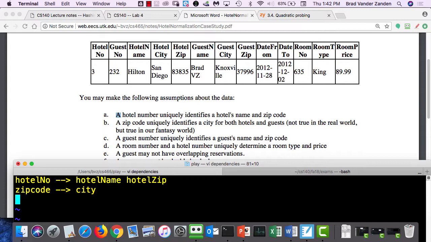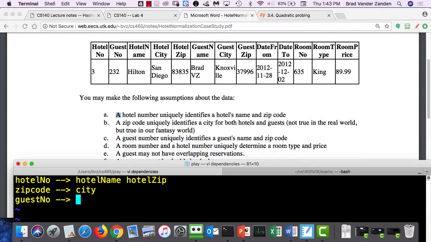Bentley, did I answer your question or was it a different one? It was, I had the wrong answer. Okay. So on a test, I wouldn't have marked you off for having 2 separate functional dependencies, one for guest zip code determines guest city and one for hotel zip code determines hotel city, but ideally you would just write it once.